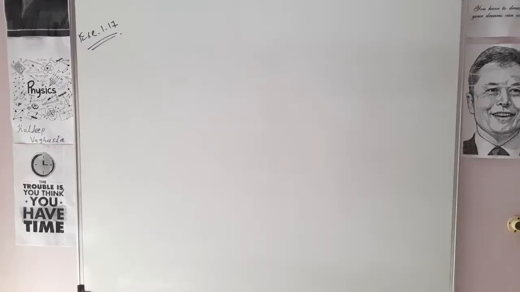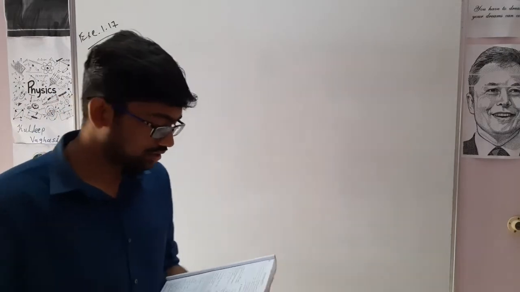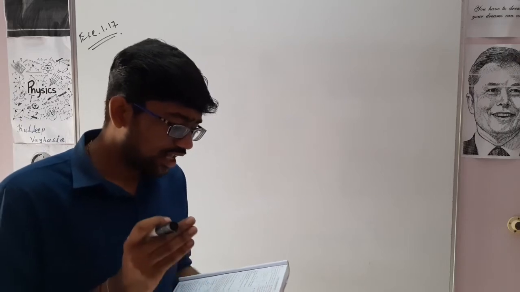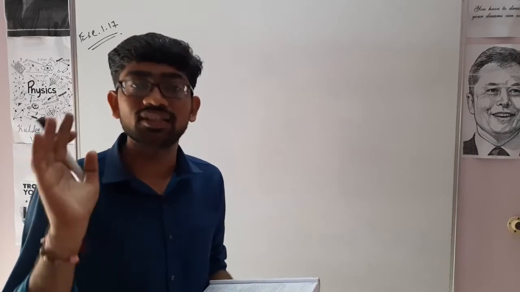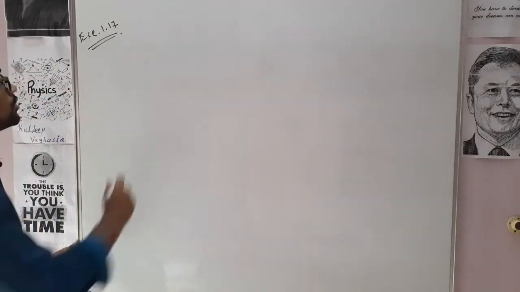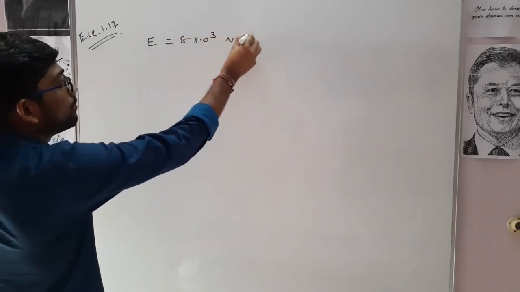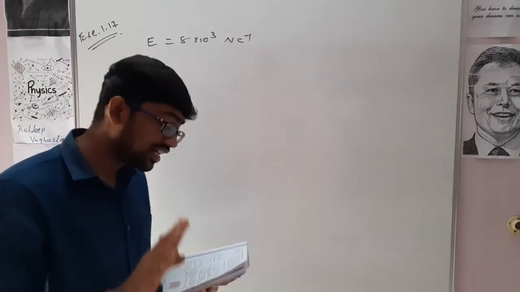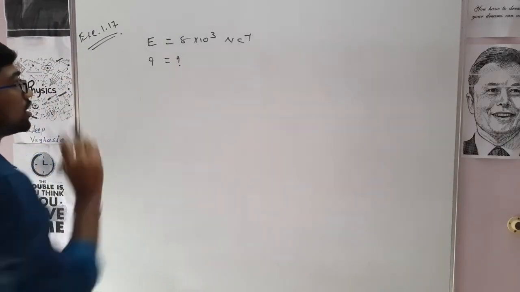Exercise 1.17. Careful measurement of the electric field at the surface of a black box indicates that the net outward flux through the surface of the box is 8 into 10 to the power 3. Okay. So the flux is 8 into 10 to the power 3 Newton Coulomb inverse meter square. So your question is, what is the net charge inside the box? તમારે net charge find કરવાનો છે inside the box. Okay, this is the first question.